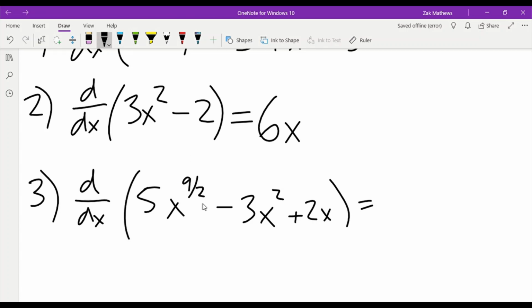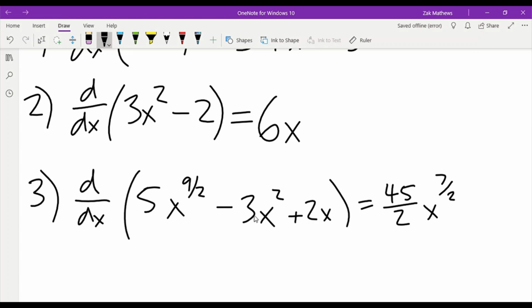So now I take this exponent and multiply it to the front. 9 halves times 5 is 45 halves. My exponent was 9 halves. I know I can just subtract by 1. It doesn't have to be a nice pretty whole number. It can be any fraction. So 9 halves minus 1. Well, I have to have a common denominator there, which would be 2. So 9 halves minus 2 halves will be 7 halves.